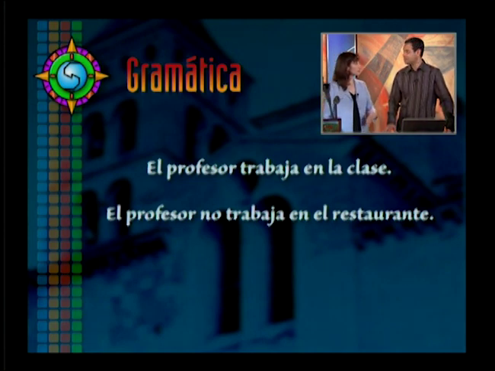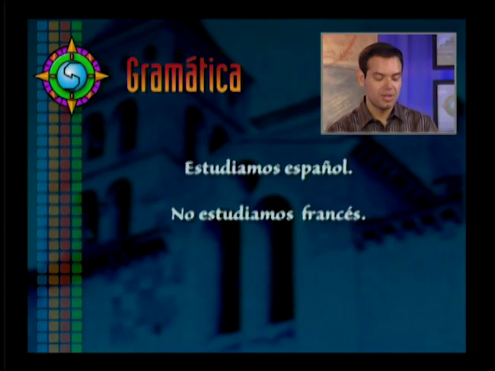Okay? So in English, I use different words: does, I don't, or he doesn't. And all I need to hear is no. Muy bien. Antes del verbo, before the verb. Right, in front of the verb. Okay. No trabaja.